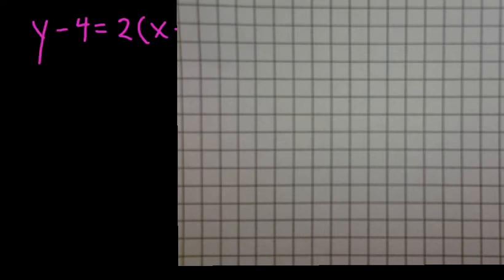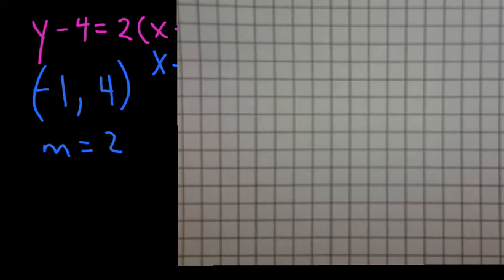Okay, let's graph this one. y minus 4 equals 2 times x plus 1. First we need a point, and remember, because that says x plus 1, we want to think of it as x minus negative 1 so we can get our point. So that's negative 1, 4. That's our point, our x, y. Then we have a slope of 2.